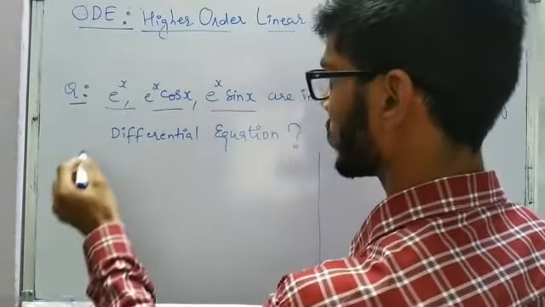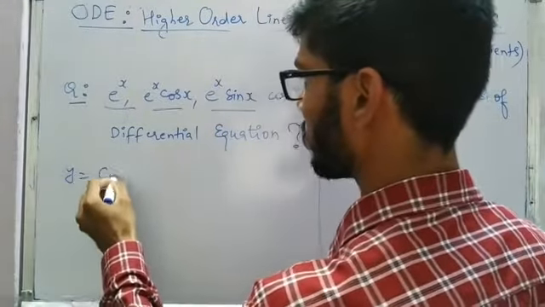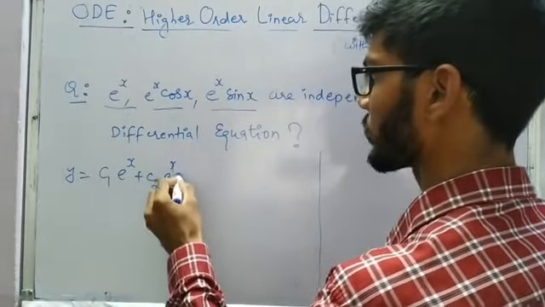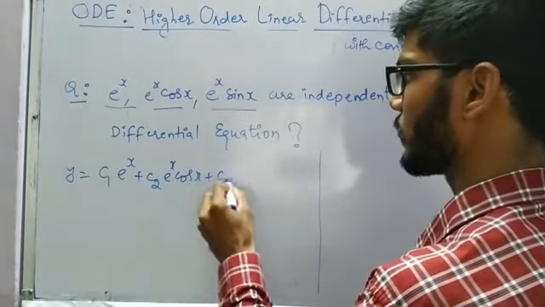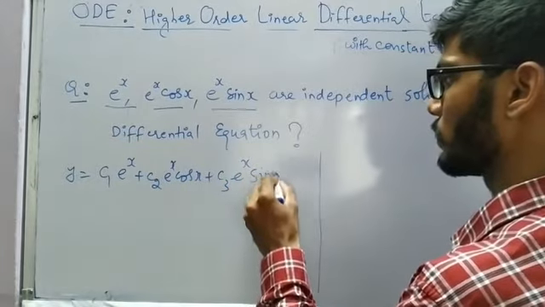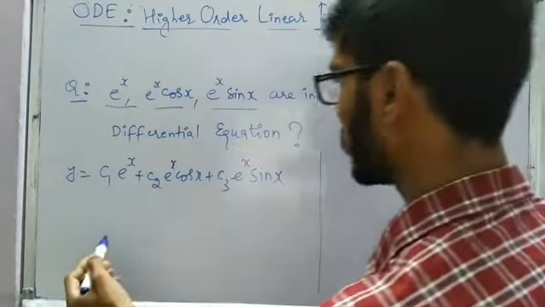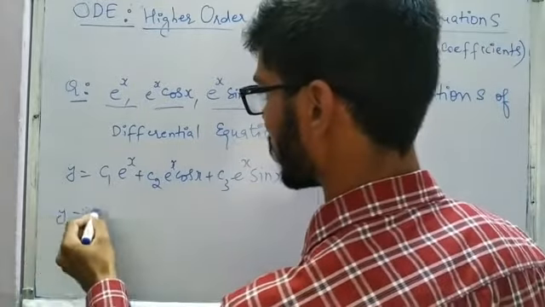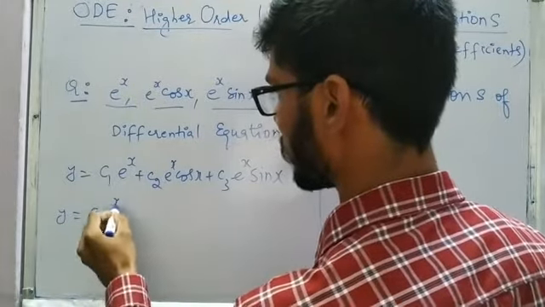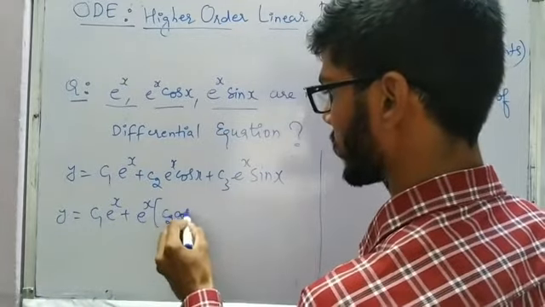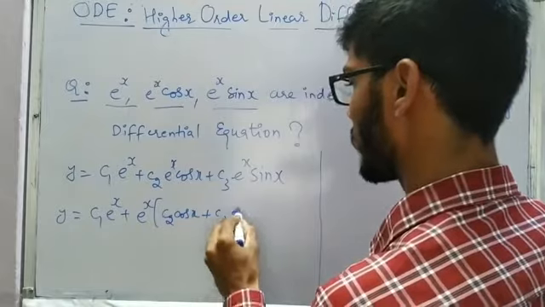For all the given solutions, just multiply them with an arbitrary constant. So c1 e^x plus c2 e^x cos x and c3 e^x sin x. Multiply with the arbitrary constants and add all of them. This is going to be the general solution. Now by simplifying it a little further, we have the solution as c1 e^x plus e^x common, (c2 cos x plus c3 sin x).